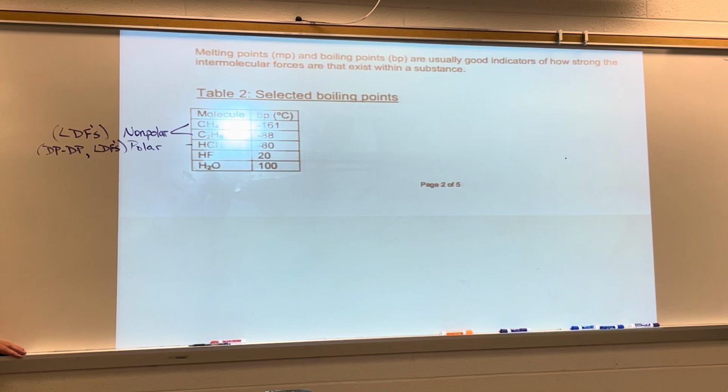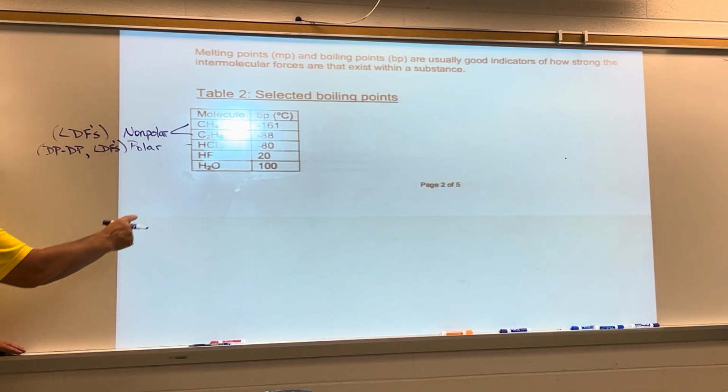You always have LDS. It's always an answer. LDS, maybe plus. If it's polar, it's got LDS plus dipole. So they build off of each other? No, it's just everything's got London dispersion forces. But only polar molecules have dipole.